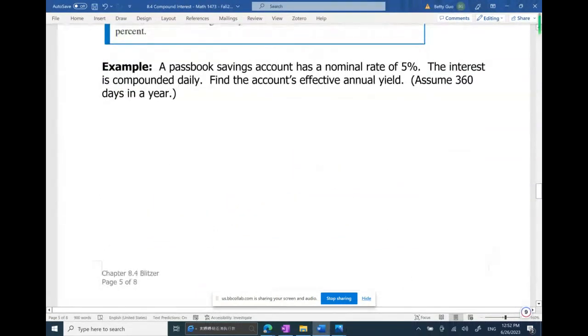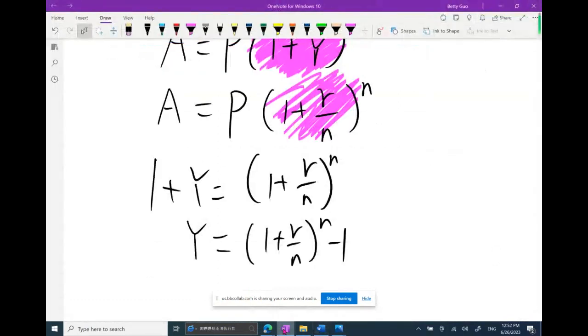Let's apply. This is how I remember the formula. It only takes me less than a minute to derive the formula. And that's how I remember. I know the definition. I know the process of deriving the formula.